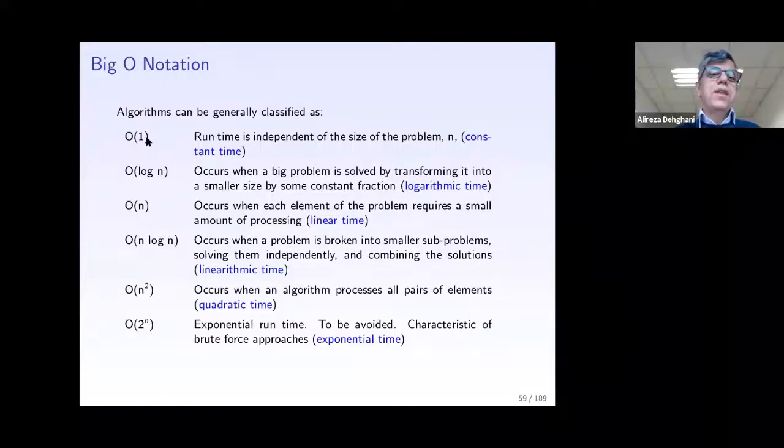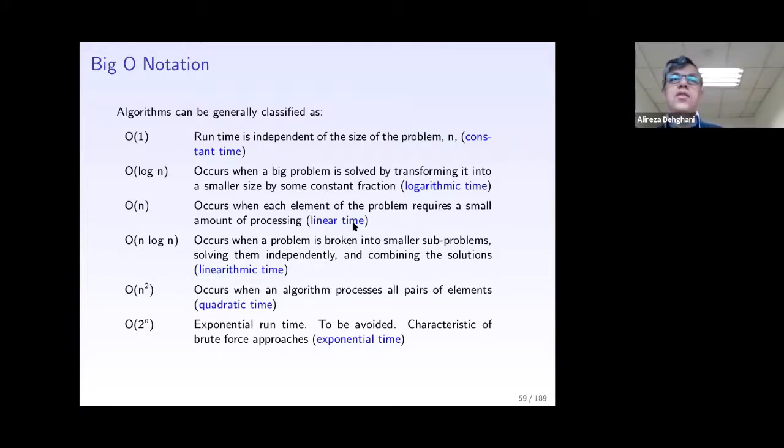And we discussed the different categories we have in O notation last week. That was the simplest and least complex class of problems. If it is O(1), its runtime is independent of the size of the problem, constant time. O(log n) occurs when a big problem is solved by transforming it into a smaller size by some constant function. It is still not complex. These are problems whose time complexity is O(log n). O(n) is linear, like the linear search.